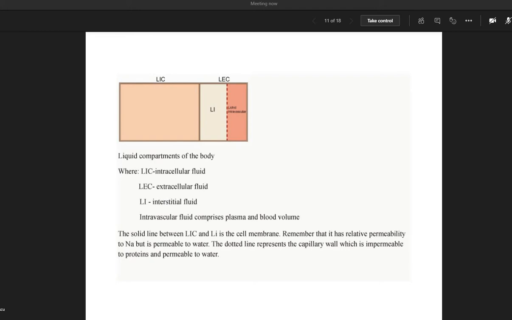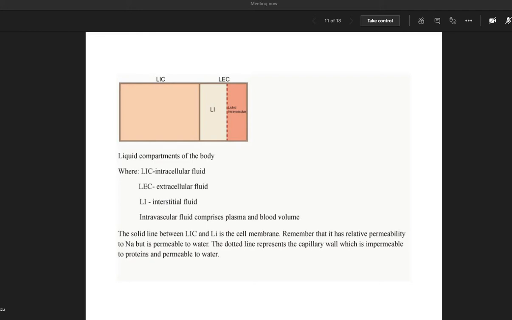What's next to it? It's the interstitial liquid or fluid, or if it's easier for you to say interstitial space, it's the same thing, it's okay. And this red dotted line is the vessel wall. It's the vessel wall, okay? And the last segment here is the intravascular liquid or intravascular space.